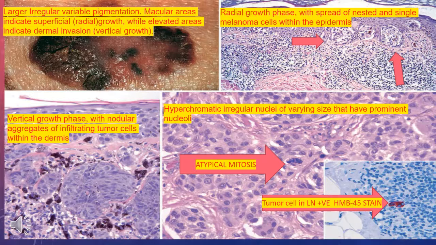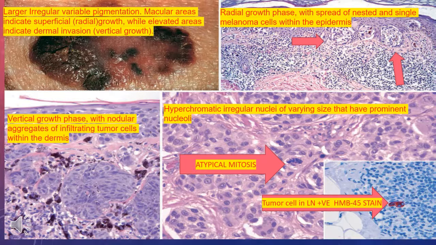On histomorphological view, if you want to see these malignant cells under the microscope, they have hyperchromatic, irregular nuclei of various size and shape with prominent nucleoli. One of the key features is the atypical mitosis, which is also in this microscopic view. I will put an arrow on it later on.